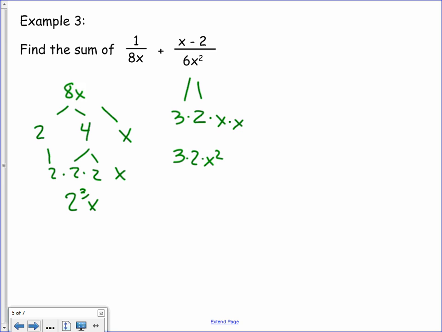And then the other thing you can do is you can use the greatest power of each factor that appears in either denominator to find the LCM of the denominators.